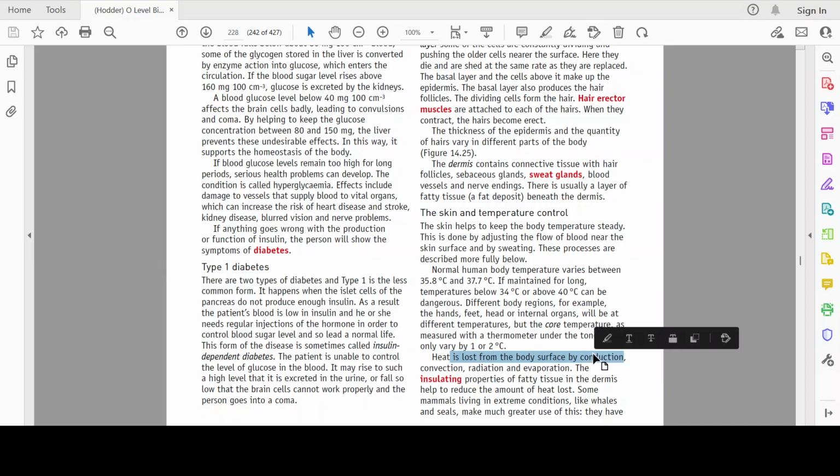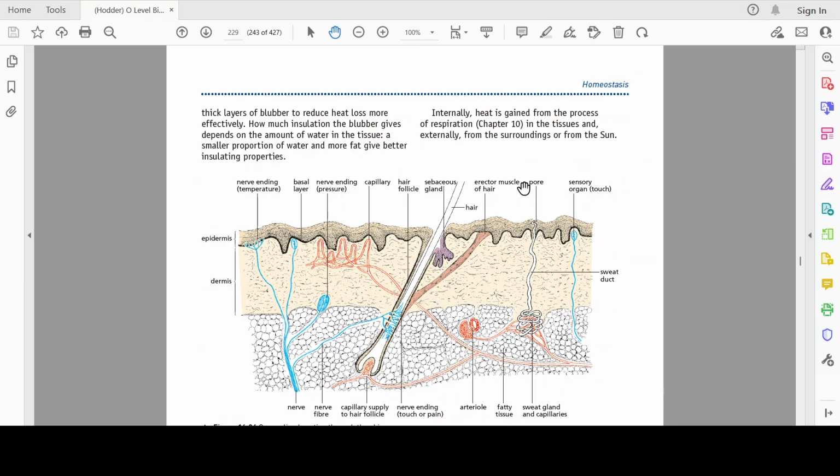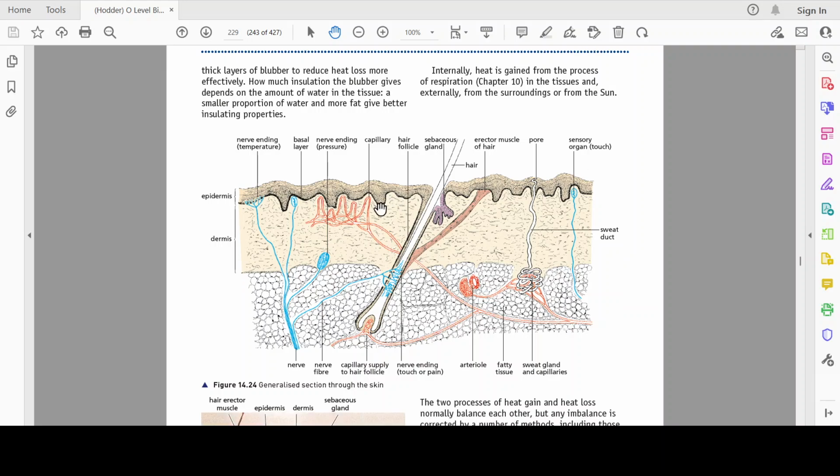So heat is lost from the body surface by conduction, convection, radiation and evaporation, stuff that you'd be familiar with from physics. So all of that happens. The insulating properties of fatty tissue in the dermis help to reduce the amount of heat loss. And so obviously some animals have a lot of fat to insulate them because they live in cold environments.